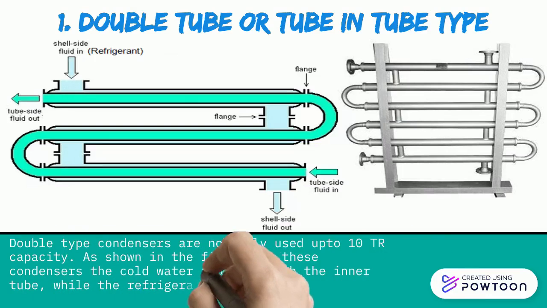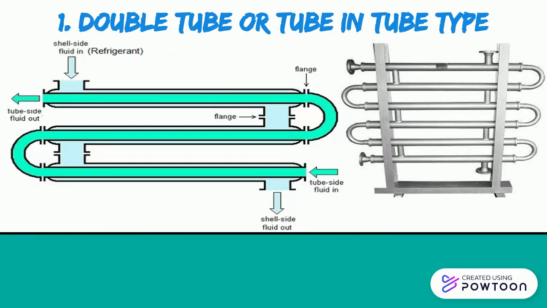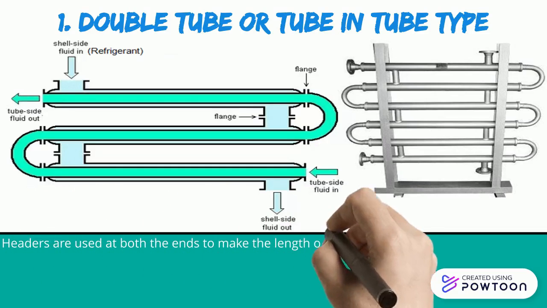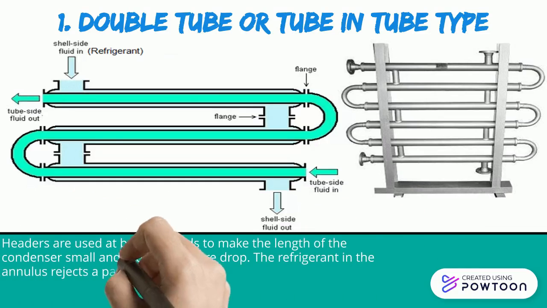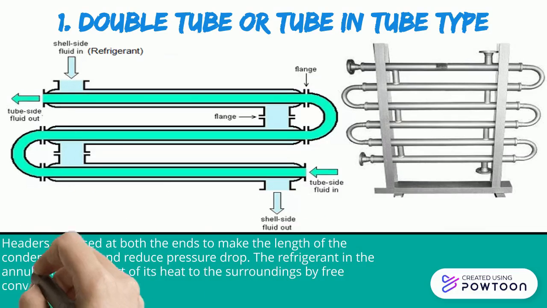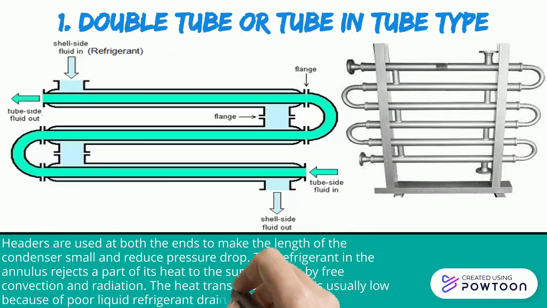As shown in the figure, in these condensers, the cold water flows through the inner tube while the refrigerant flows through the annulus in counter flow. Headers are used at both the ends to make the length of the condenser small and reduce pressure drop. The refrigerant in the annulus rejects a part of its heat to the surroundings by free convection and radiation. The heat transfer coefficient is usually low because of poor liquid refrigerant drainage if the tubes are long.